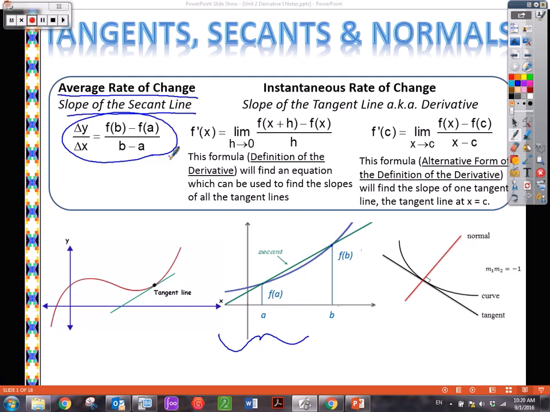Now let's take a look at our two formulas for the derivative. This one, the vast majority of you have used quite a bit. We used it last year in Pre-Cal Pre-AP. You're familiar with it. This is called the definition of the derivative. So what do we use this particular formula for? We actually use it to find an equation. This formula finds an equation which can be used to find the slopes of the tangent lines. It's basically finding the equation of the derivative, and I use that equation to find slopes of tangent lines. All right, so that is our definition of the derivative.